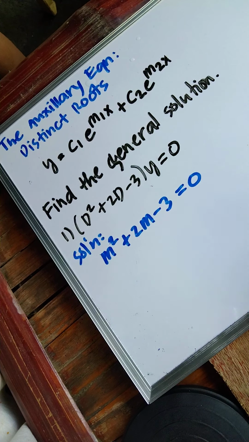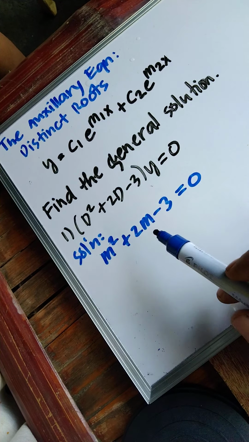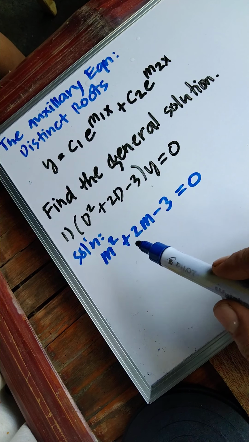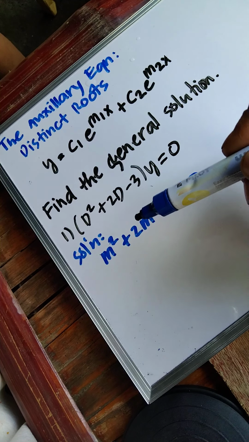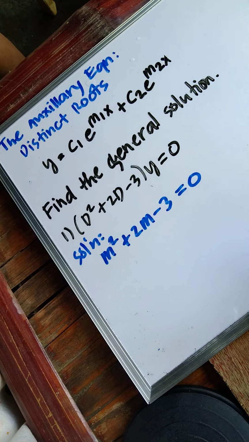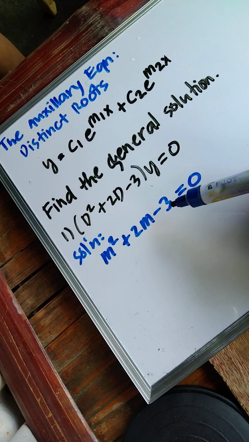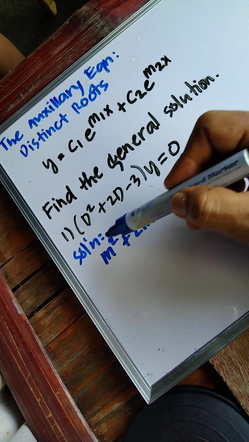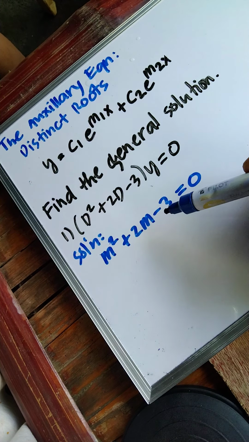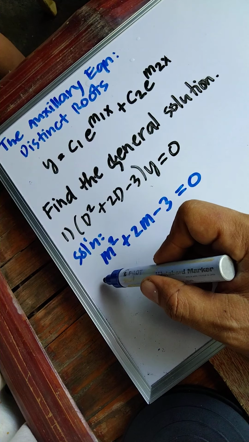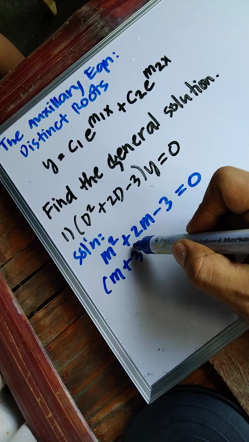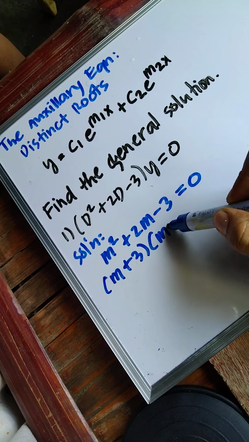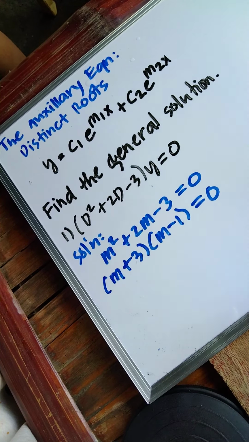Now look at the left side of the equation. This is already a quadratic equation, meaning we can solve this using any of the four methods in solving quadratic equations. But simply looking at the left side, we can solve this by factoring directly. The factors are m plus 3 times m minus 1 is equal to 0. Are we correct? Yes, that is correct.